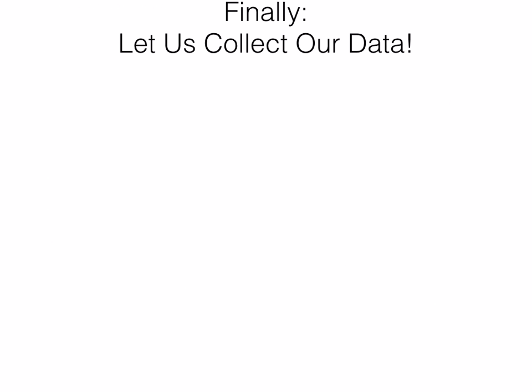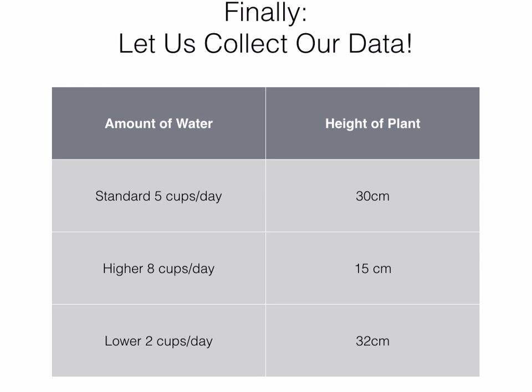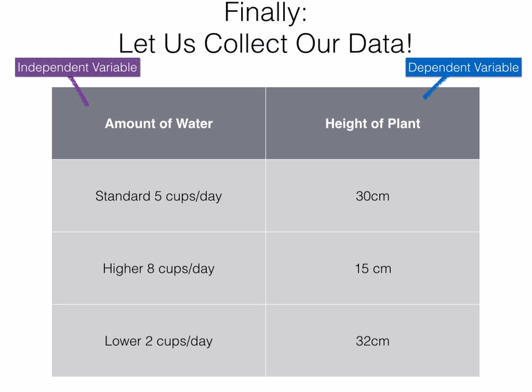Finally, we have to collect our data. The best way to do this is a table. You'll notice that I have amount of water on the left, and I have the height of plant on the right of this table. So our independent variable usually is going on our left side, and you can see standard 5 cups per day, higher 8 cups per day, and lower 2 cups per day in the columns below it. And our dependent variable, or the data we are collecting, the height of the plant, is on the right side.